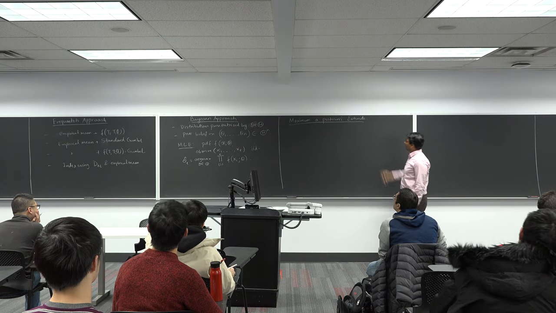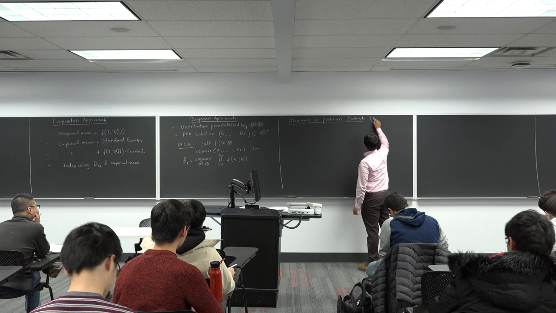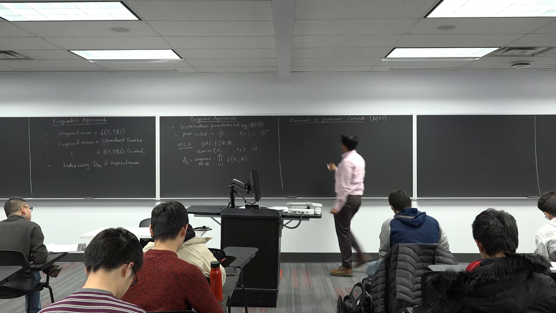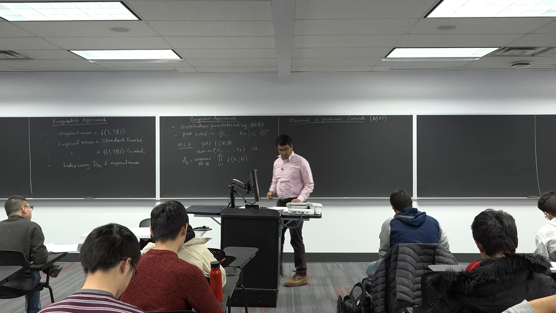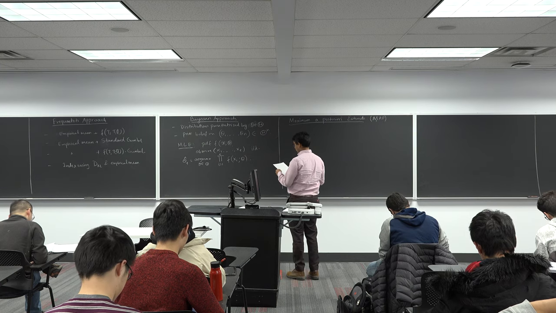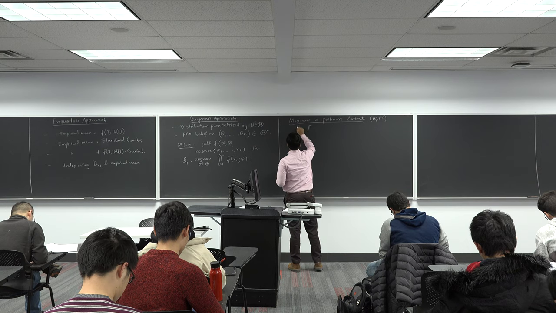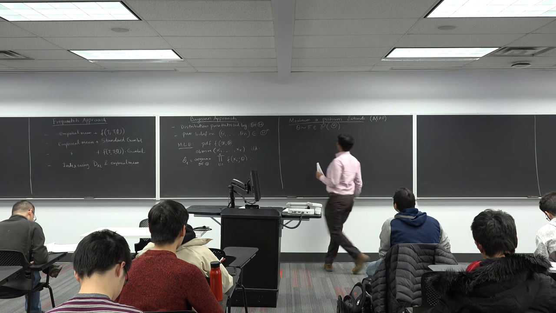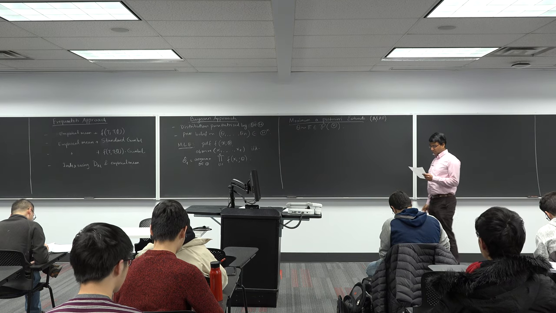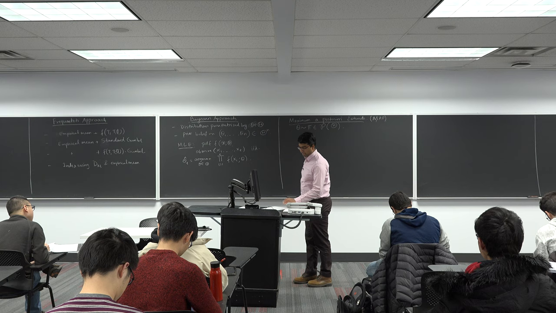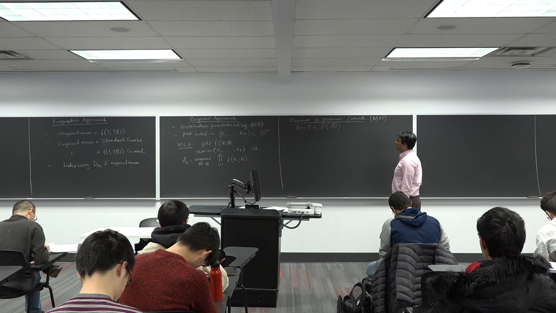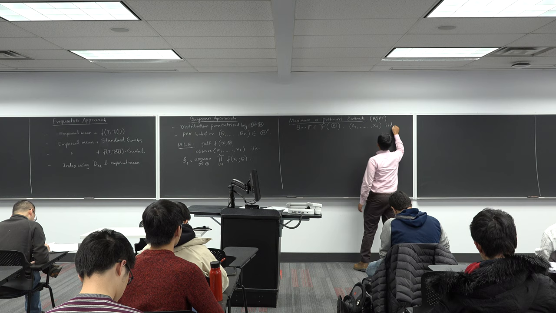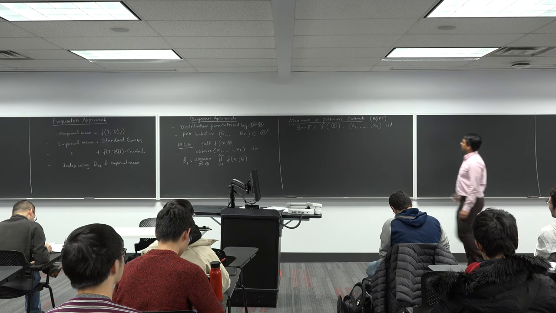Okay, now in the maximum a posteriori estimate, this is known as MAP. The thing has changed a little bit, so now we have a prior. I'm going to use pi to denote the prior. So theta is distributed according to pi, which is a probability distribution over theta. And then we have x1 to xt IID from the original distribution.